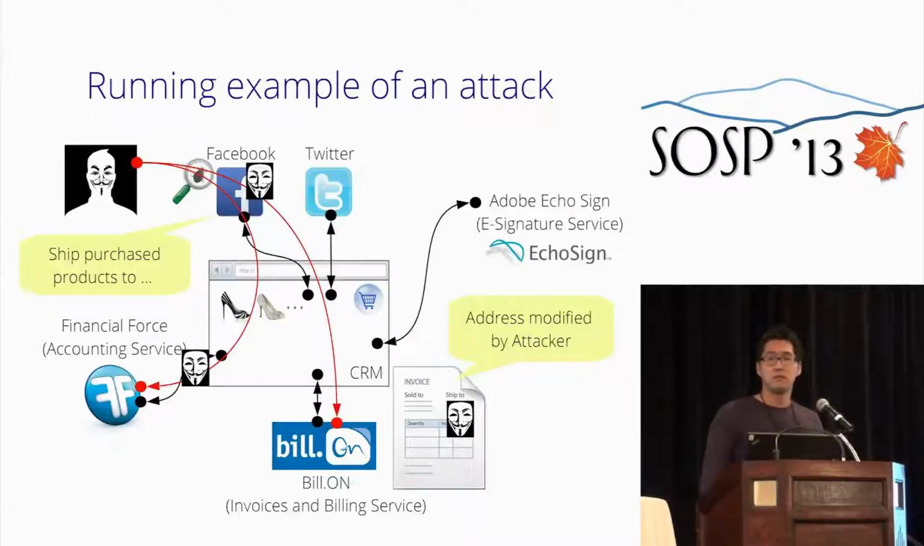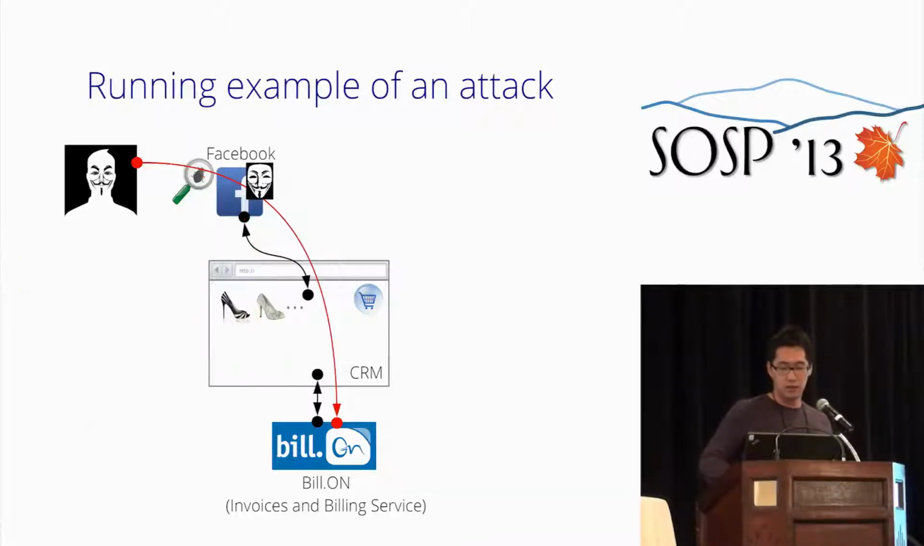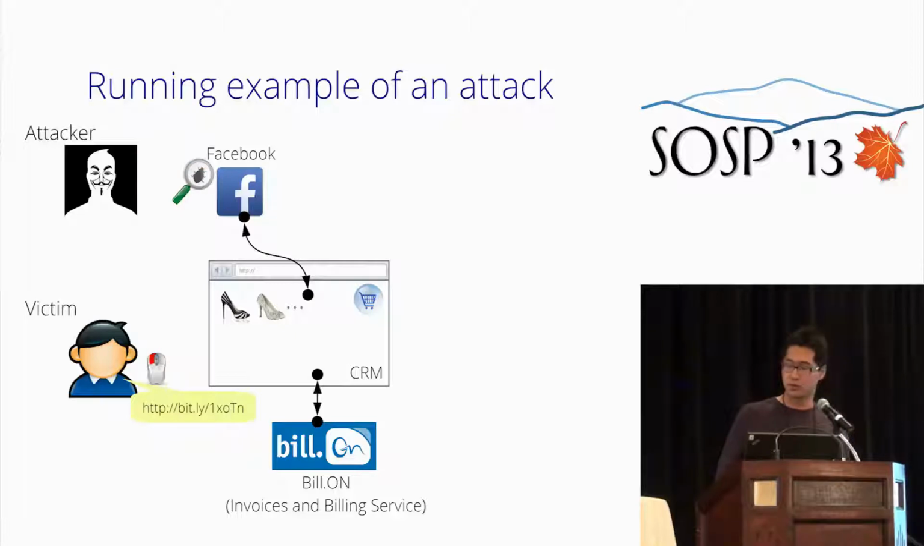Before going further, let me simplify this running example of an attack. We're going to keep only the interesting parties in this attack, including Facebook, the online shopping mall, and Bill On service. In order to make this running example complete, we're going to introduce a victim user in our picture. And this victim user clicks this URL crafted by the attacker. When the victim user clicks this URL, it will initiate the authentication to Facebook.